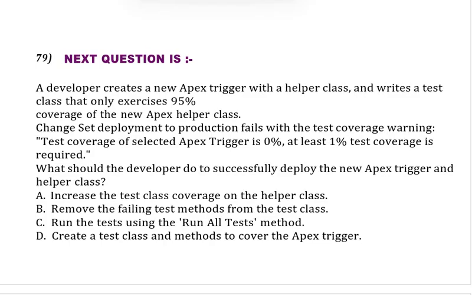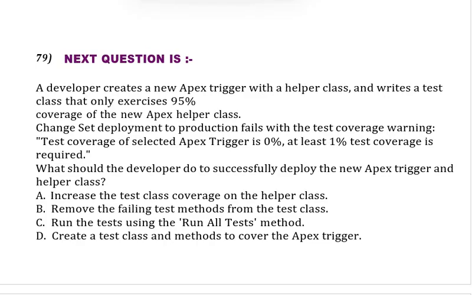Question: A developer creates a new Apex trigger with a helper class and writes a test class that only exercises 95% coverage of the new Apex helper class. Change set deployment to production fails with the test coverage warning: Test coverage of selected Apex trigger is 0%, at least 1% test coverage is required. What should the developer do to successfully deploy the new Apex trigger and helper class?